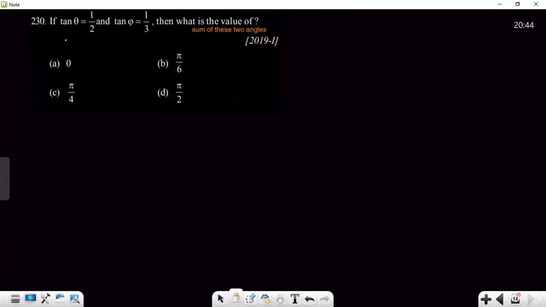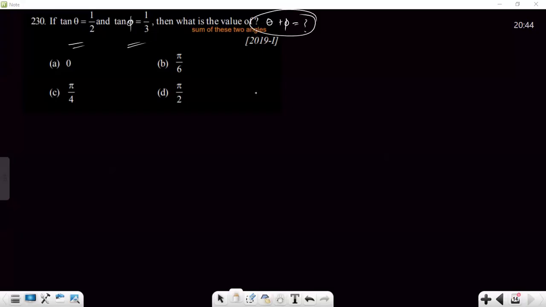Sprint question. Tan theta is given like this. Tan phi is given like this. What is the value of theta plus phi? This is asked. So tan theta is half, and tan phi is 1/3.